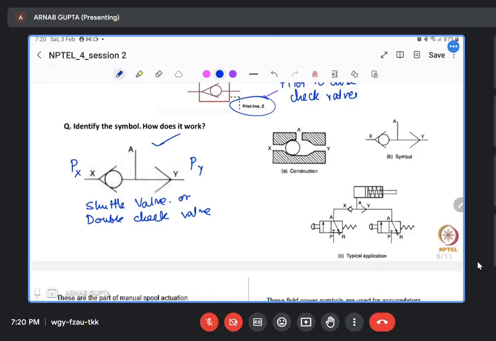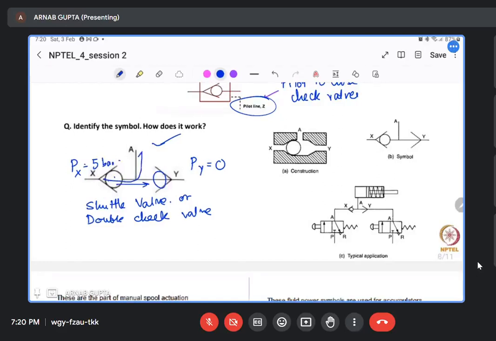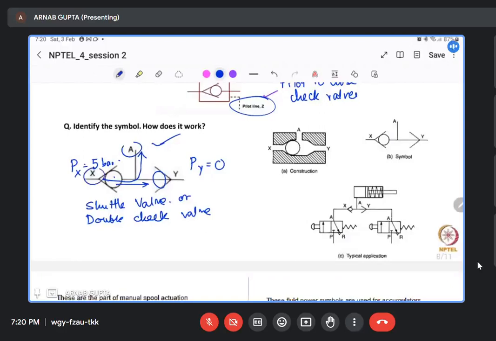So suppose Px is 0 and Py has a finite value, say 5 bar. Then what happens? This ball will slide to here and rest here, and the flow will, at A, be received from X. This is how the cross section basically looks like.